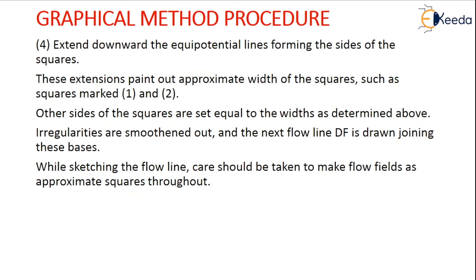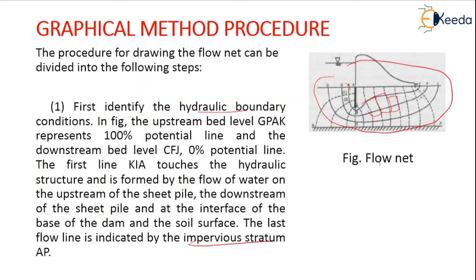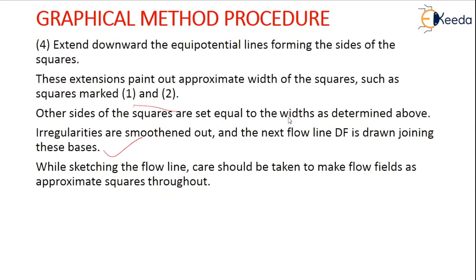We can extend downward the equipotential lines forming the sides of the squares. This extension will point out the approximate width of the squares, such as the squares which are marked as 1 and 2. Other sides of the squares are set equal to the width as determined above. Later on, the irregularities are smoothened out and the next flow line DF is drawn, joining these bases. See here, this is the next flow line DF, drawn joining these bases.